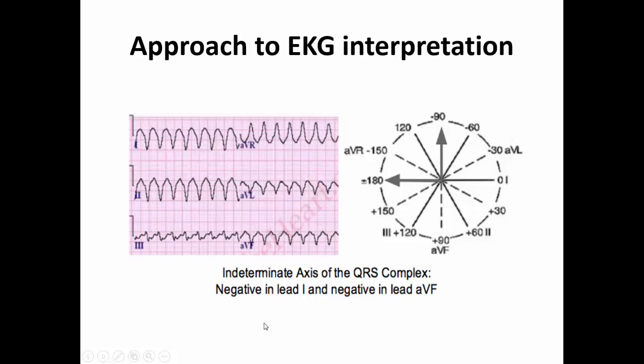And here's an example of indeterminate axis. This means the QRS, the main electrical pathway, is headed upwards and towards the right side. And that's going to give you a negative in lead 1 and a negative in AVF. So this sort of looks like a VTAC type strip. And it's negative in lead 1, negative in AVL, and negative in AVF, I'm sorry.